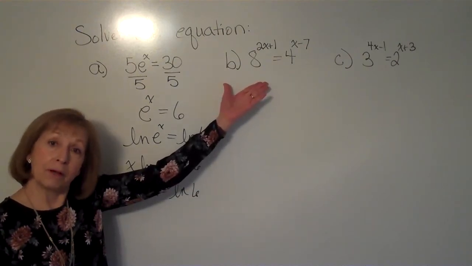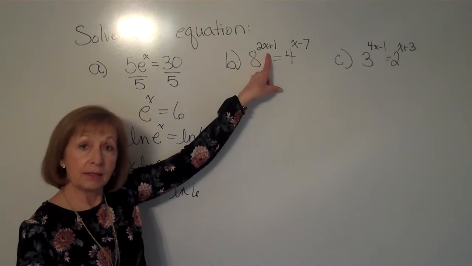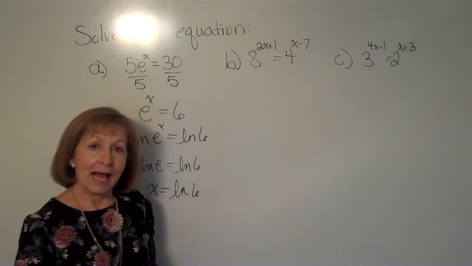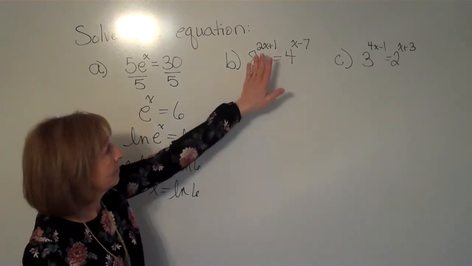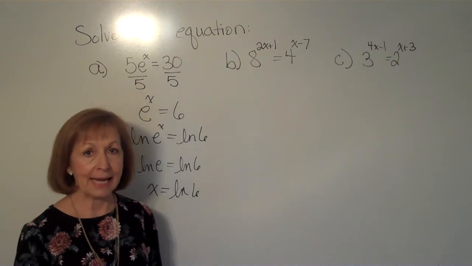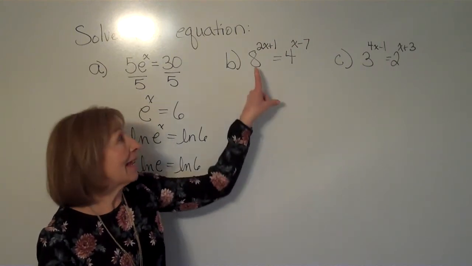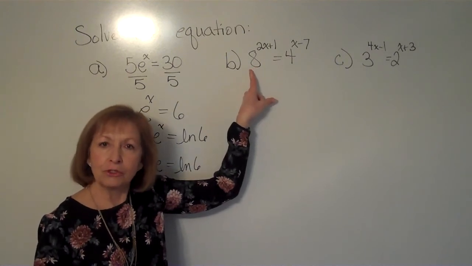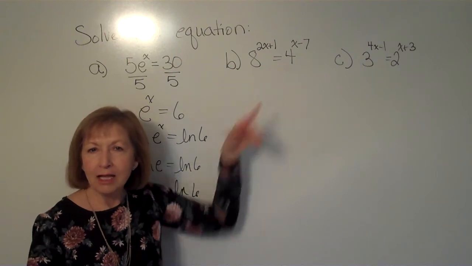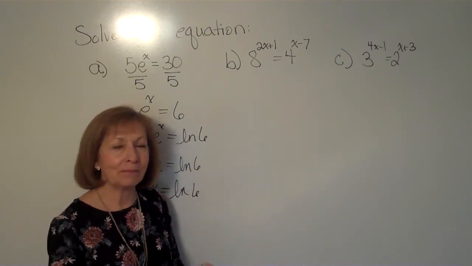Let's look at the next one, part B. Here, I have 8 to the 2x plus 1 is equal to 4 to the x minus 7. I want to solve for x, and x is caught up in the exponent, and that's why we call it an exponential equation. Well, I noticed that 8 comes from 2 cubed, and 4 comes from 2 squared. So I could write both of these sides of the equation as the same base.